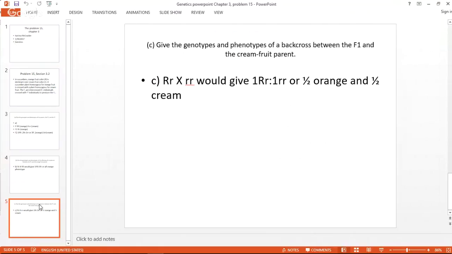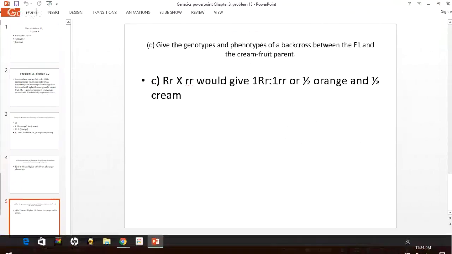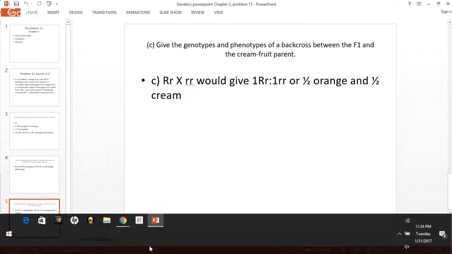And that is how we use the Punnett square to understand the genotypes and the phenotypes. And the Punnett square looks literally like a square, with a cross drawn in the middle.